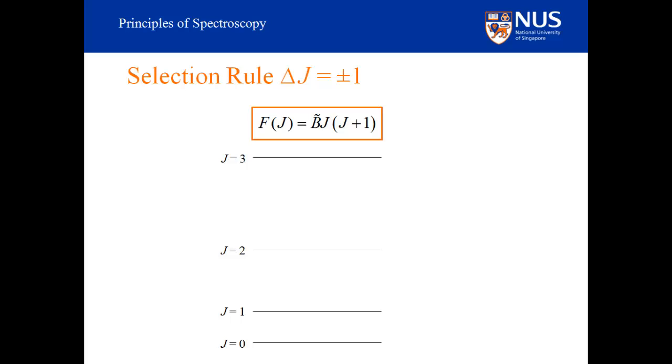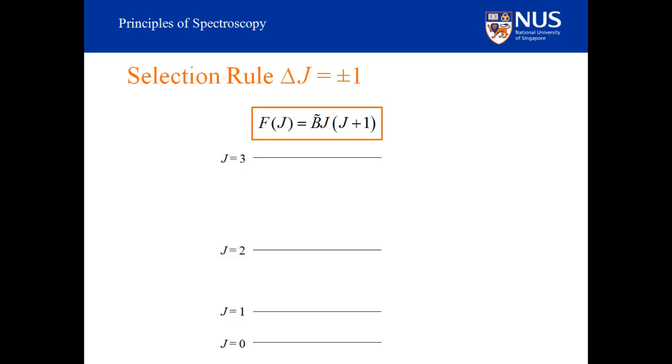So our selection rule for rotational spectroscopy of diatomics is that delta J is equal to plus or minus 1. This selection rule will enable us to predict the spectrum for a diatomic molecule like carbon monoxide. I know what the energies of the rotational levels are. These energies are given by the rotational term.